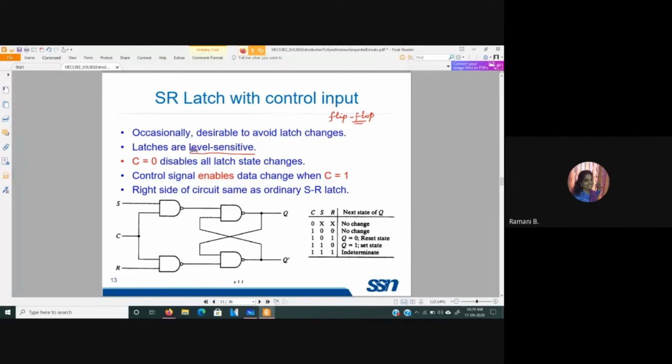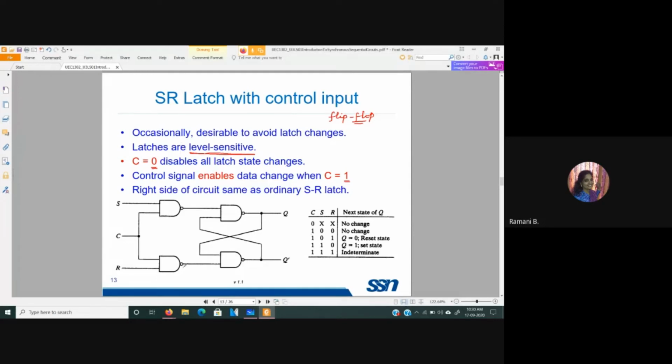Latches are level sensitive. When we say level sensitive, it means you are giving a constant value for the control input, C is equal to 0 or C is equal to 1. That is based on how we are going to design the circuit. So here with C is equal to 0, this disables all latch state changes. That is like the enable input in a decoder. We saw that one, right? If a particular value is taken, the functionality of the decoder does not happen. For the other value, the functionality happens the same way.